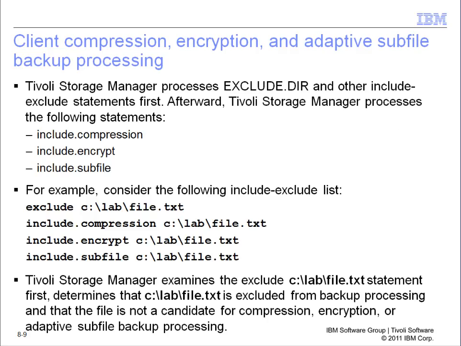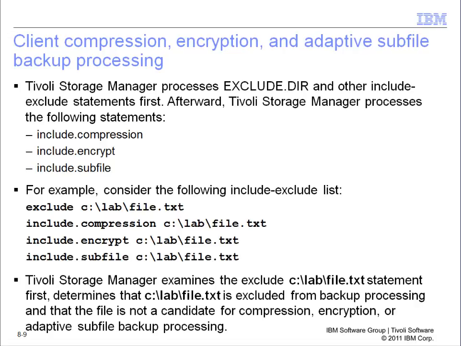Client compression, encryption, and adaptive subfile backup processing. Compression is going to let you compress your files before you send them to the server. This is done on the client side. Encryption, you can encrypt your data before it goes to the server, so during a backup or an archive operation. You can include compression, include encryption, and include subfile backups.